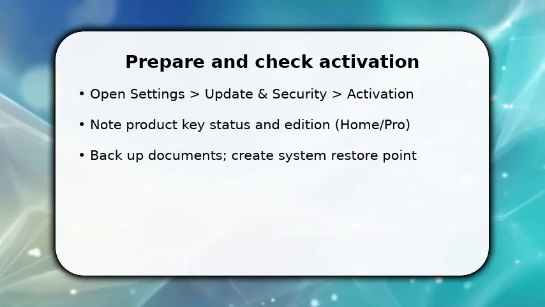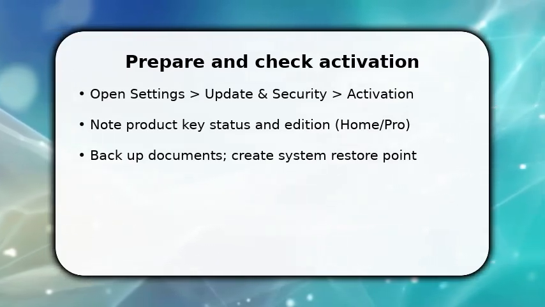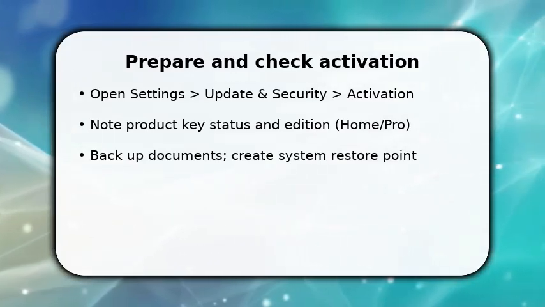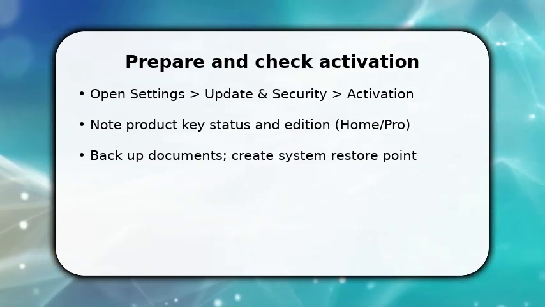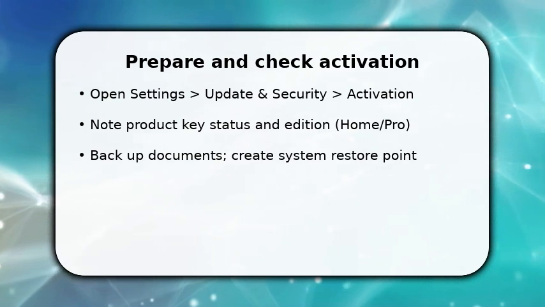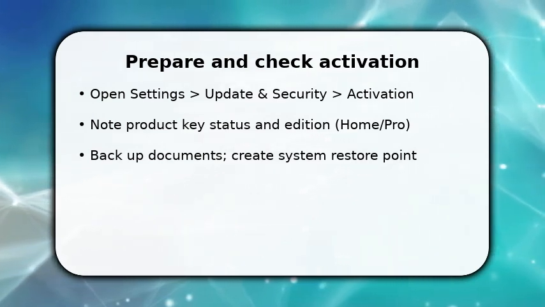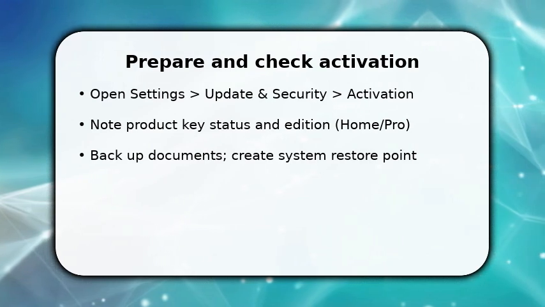You start by confirming what's wrong and preparing the system. Open Settings, go to Update and Security, then Activation to see the message and current edition. Once done, note whether Windows shows a product key, digital license, or expiration date so you know your path.